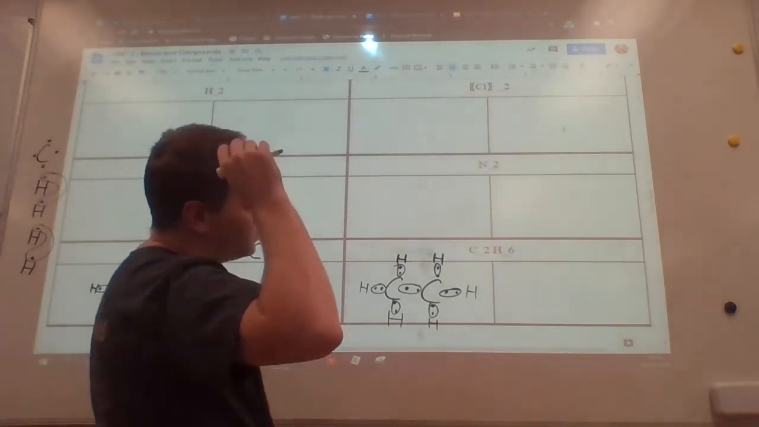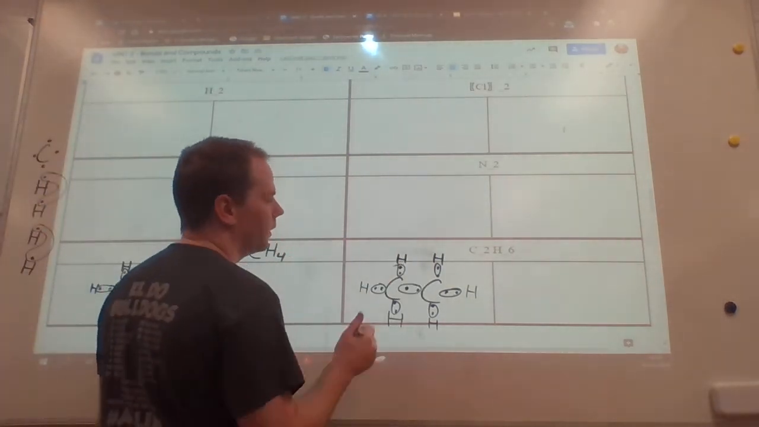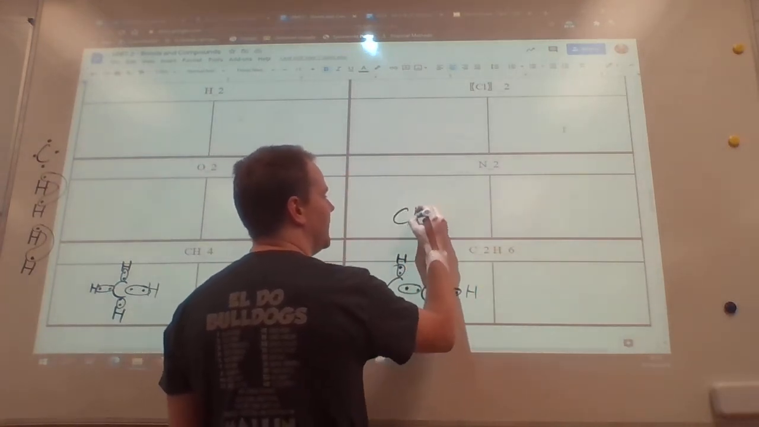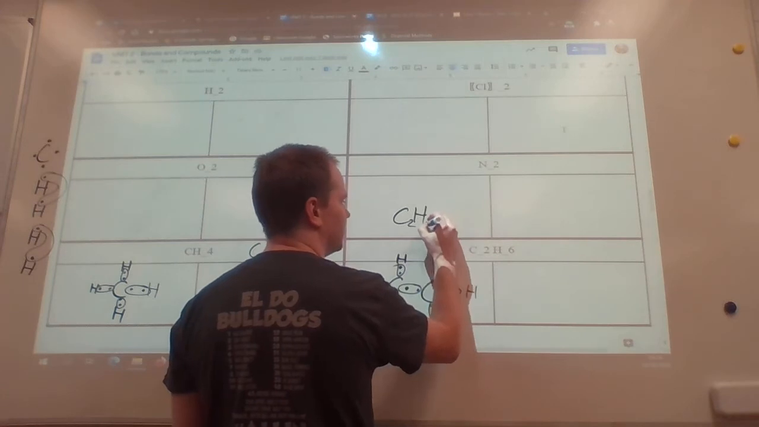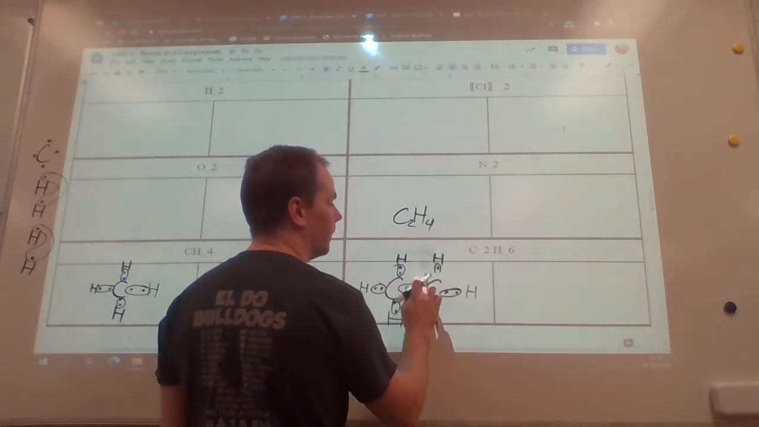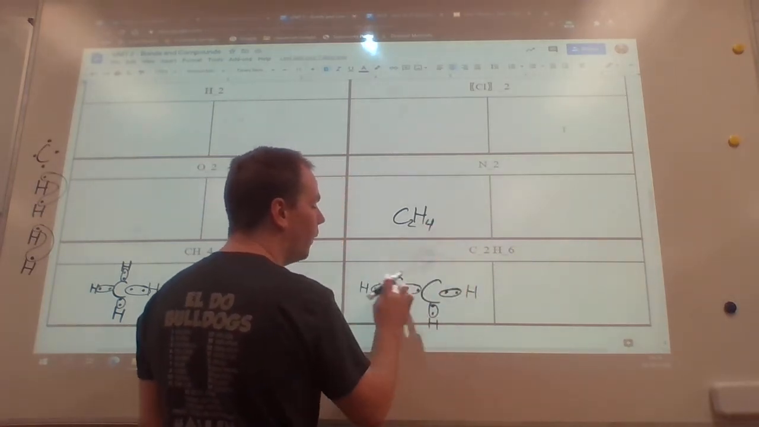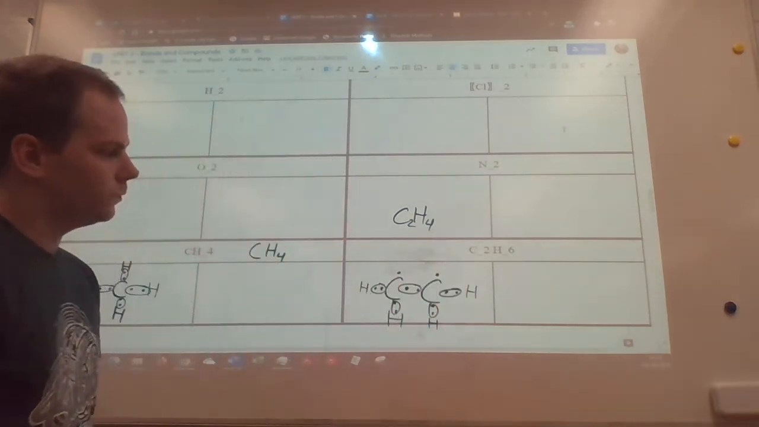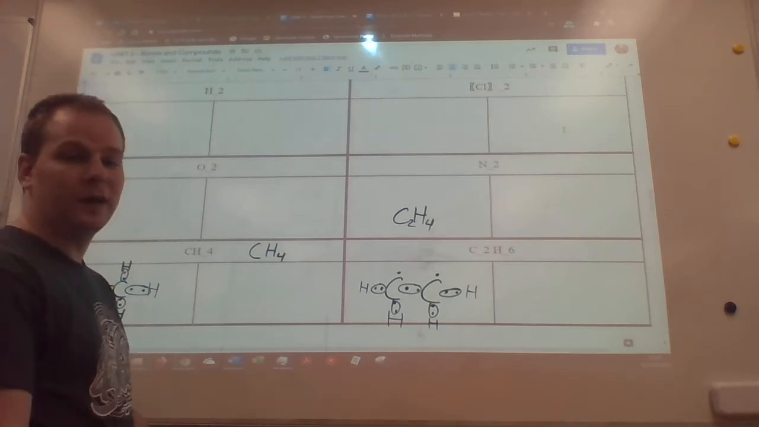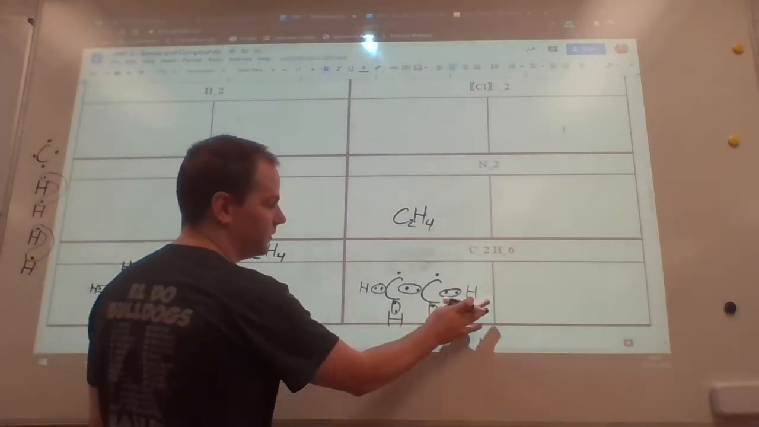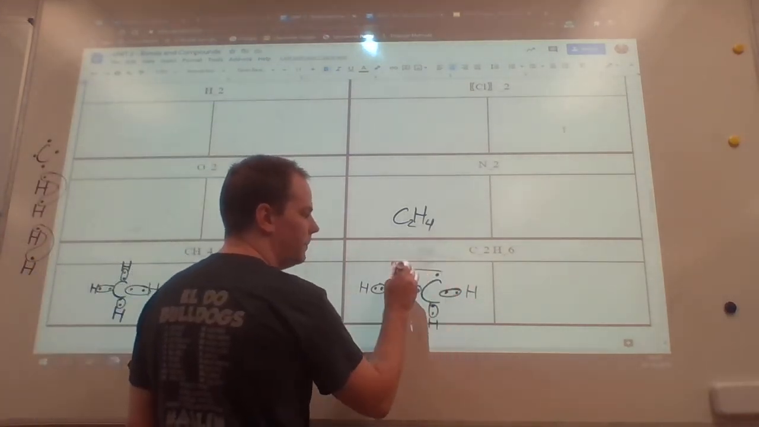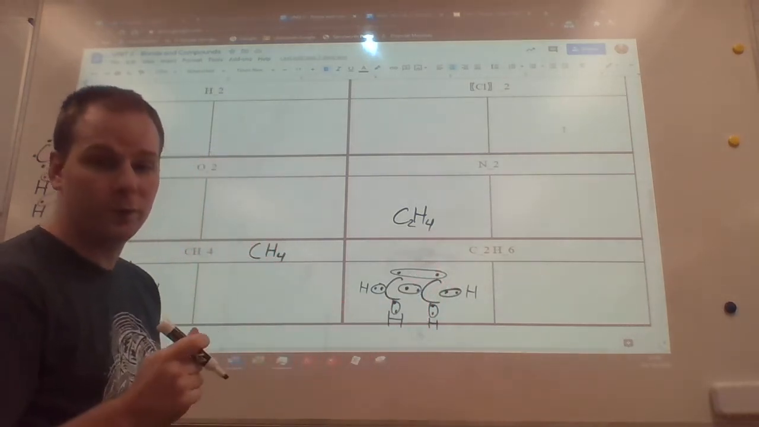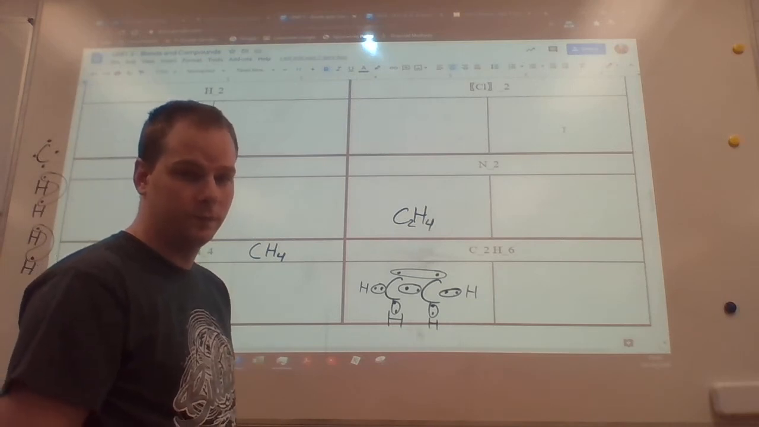Now, I'm going to caveat this real quick. What if instead of C2H6, it was C2H4, and we could only have 4 hydrogens? Well, in that case, you'd have to make sure your hydrogens are on the outside, and you would need a multi-bond. You'd put a double bond between the carbons in order to fill your bonding rules.